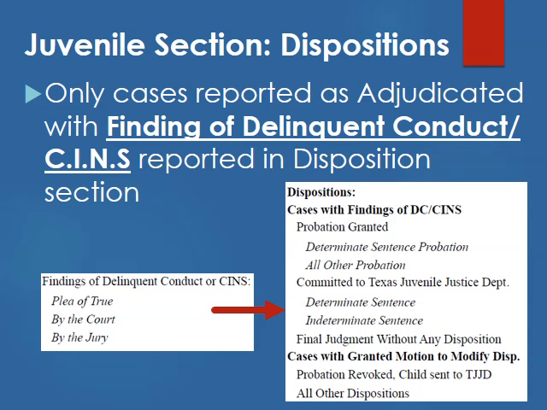Similar to the criminal section, only the cases reported as adjudicated with finding of delinquent conduct or CINS in the juvenile section should be reported in the disposition section. None of the other adjudications reported should be included in the disposition section.